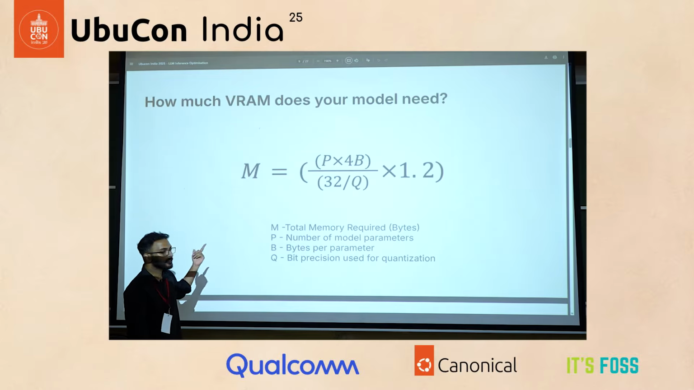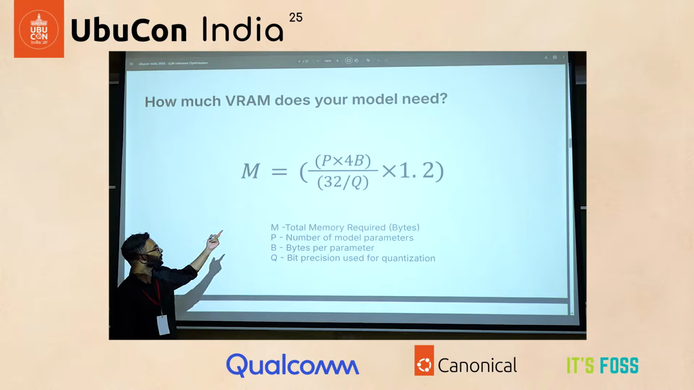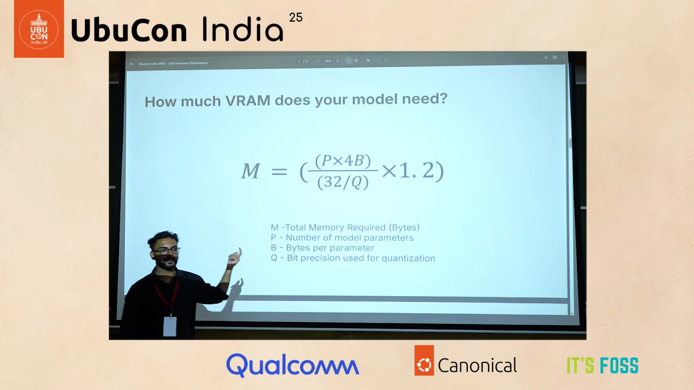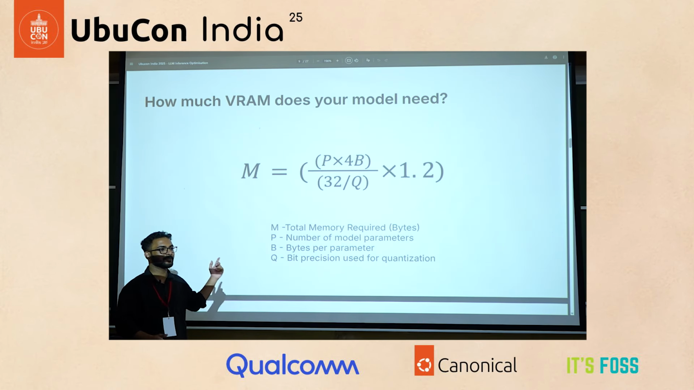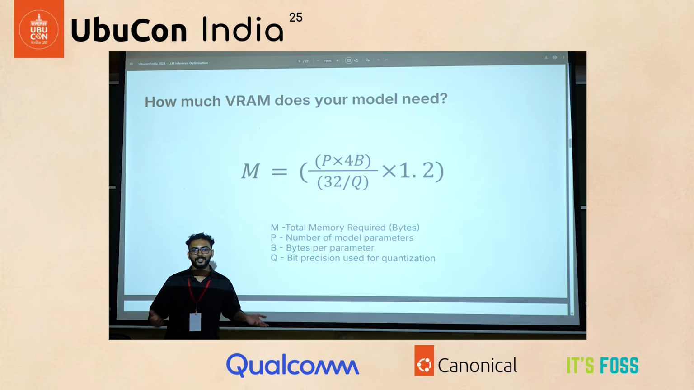Next time when you pick a model, you can literally use this equation to compute how much memory that model might use. P represents the parameters, B represents the bytes per parameter, and Q is the quantization factor, and you get the memory in bytes. Eventually you can convert it to gigabytes and identify how much VRAM that particular model needs to run. Before you get into OOM, the out of memory error, you can use this to find out whether you have the actual capacity to run it or not.